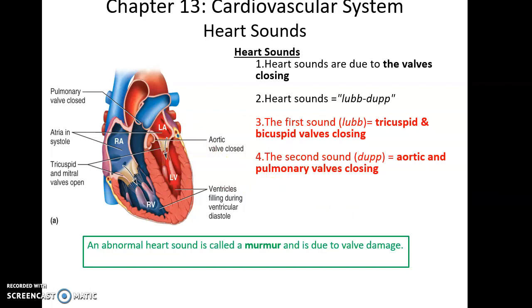Now, because these are the sounds of valves closing, it's possible for a healthcare provider to notice abnormal sounds when the heart is beating, and that's referred to as a heart murmur. So abnormal sounds of the heart as it's beating is called a heart murmur, and it is caused by damage to the valves. The valves are not closing properly, and that's causing the modified sound. And as a matter of fact, if the healthcare provider is really experienced at listening to these sounds, they can even determine which of the four valves is suffering an issue.